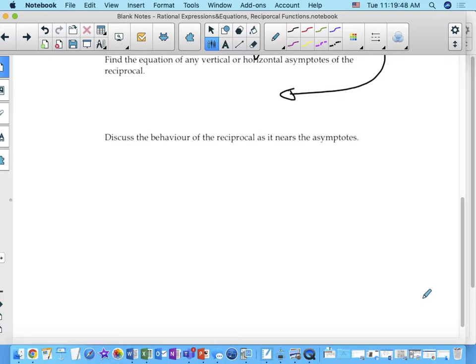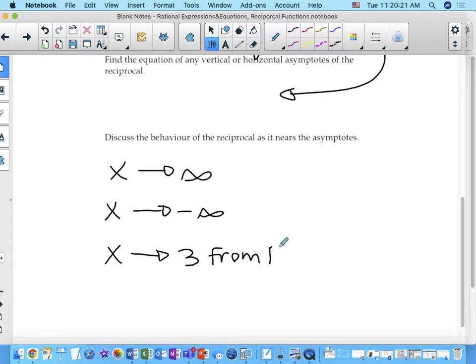Number one, what happens as x approaches infinity? What happens as x approaches negative infinity? Those are two. And then also, what happens as x approaches the asymptote from the right and the left? The vertical asymptote, that is, right? The undefined value of x. From the right. And then what happens as x approaches 3 from the left?